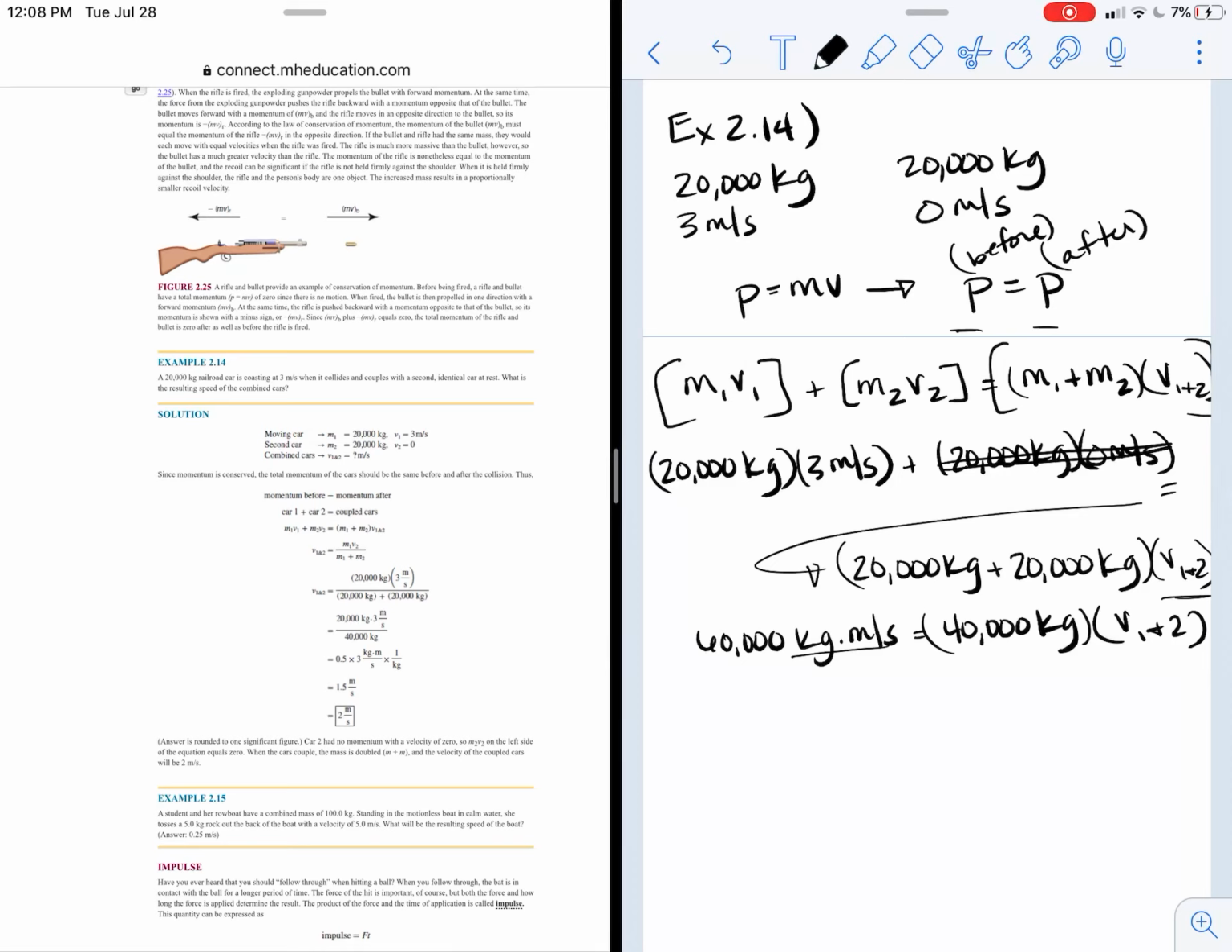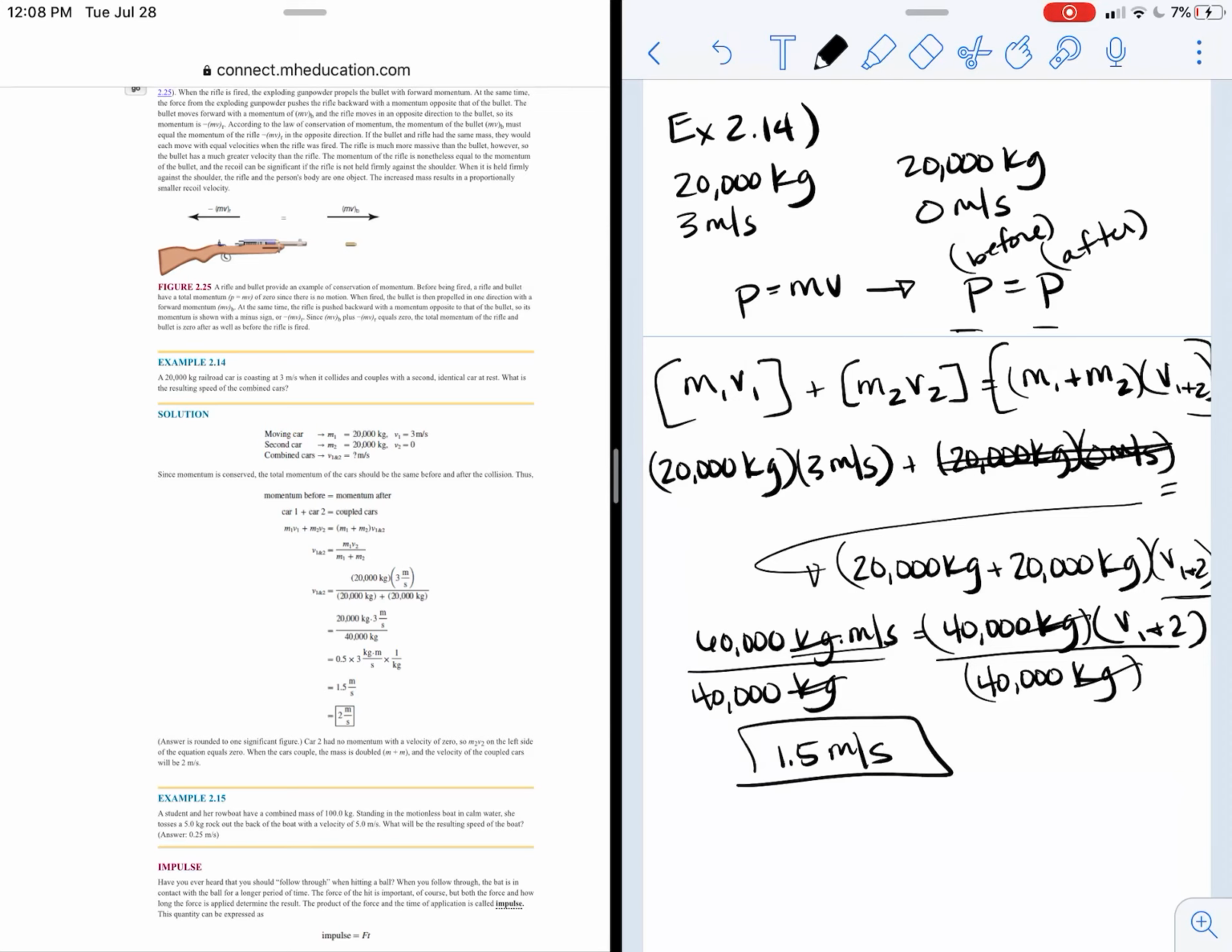So how do I get this velocity 1 and 2 right here by itself? Well, I have to divide right here. And that's going to cancel that, and it's going to cancel that unit right there. So if you take 60,000 divided by 40,000, you're going to get 1.5 meters per second.